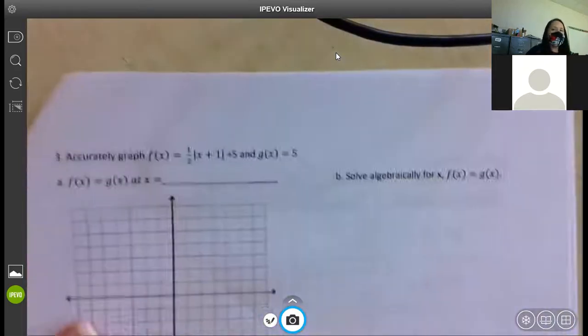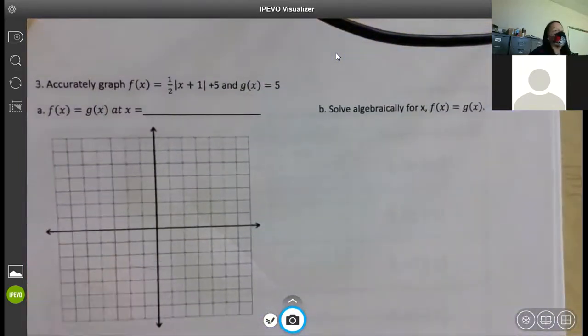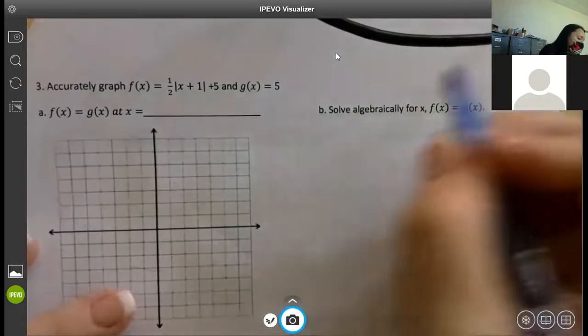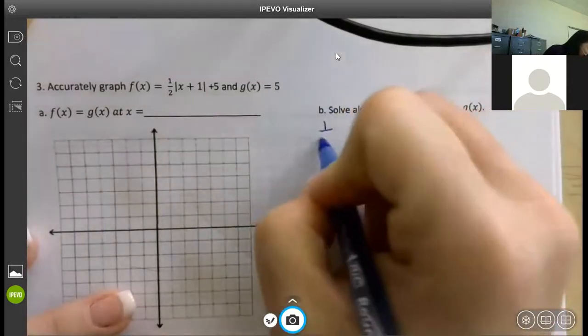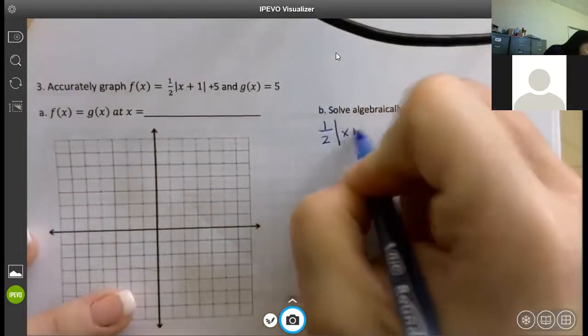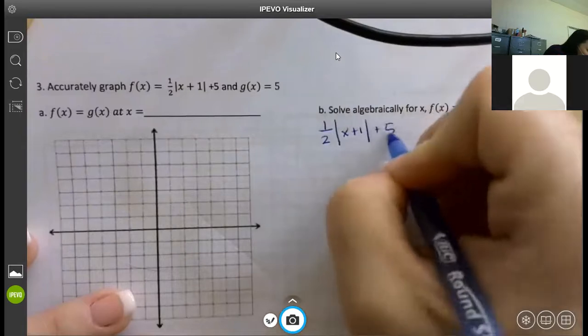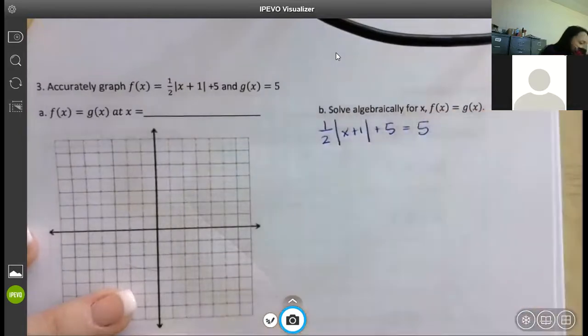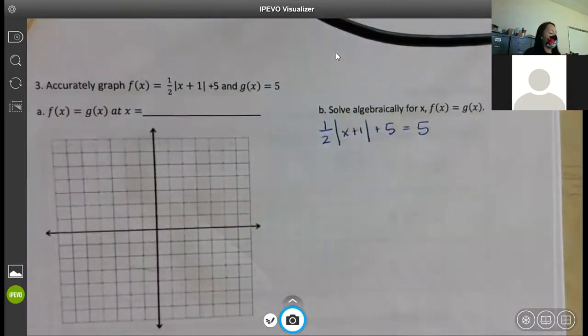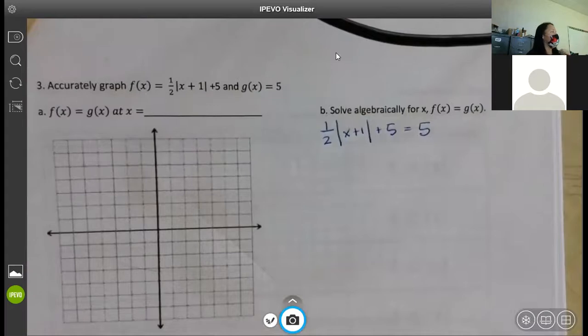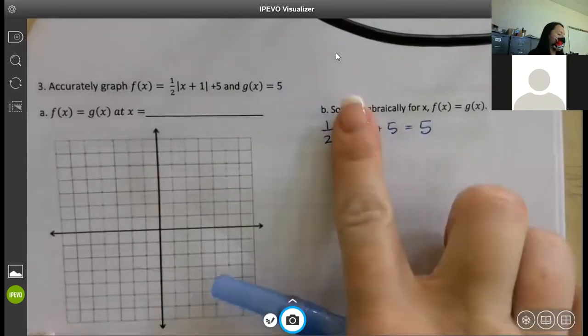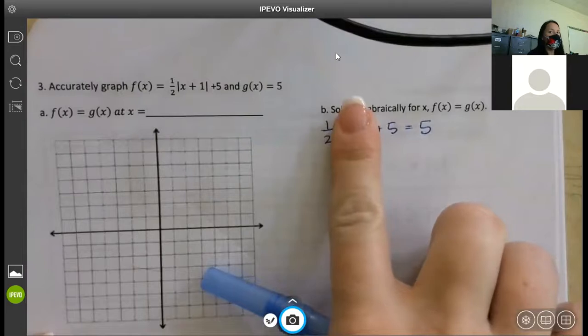Look at your next one. They just get a little bit bigger, that's all. So f of x is 1/2 absolute value of x plus 1, plus 5. So we need to see if it's going to be equal to 5. So when we plug it back in, we should get 5. If we get 5, that means it's going to be the right answer. If not, then it's no good. Okay. I have to get the absolute value by itself. So what do I need to move first?